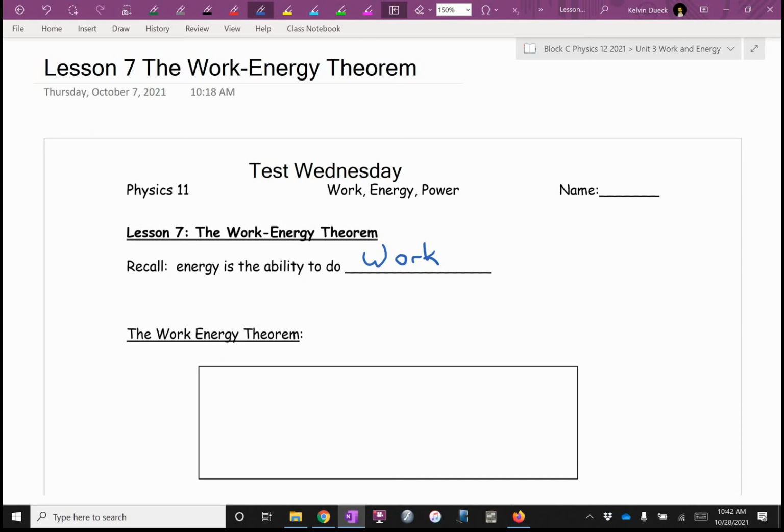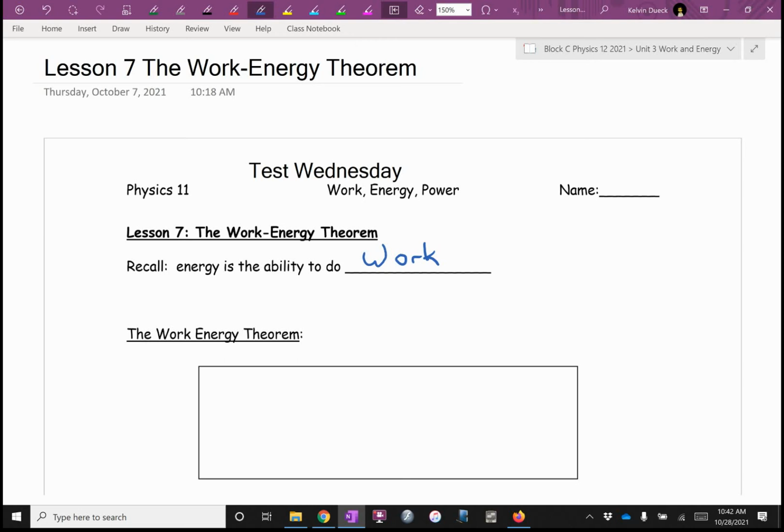Okay, energy was the ability to apply a force over a distance, which means if you have energy, you can do work even if they haven't given you a force and a distance. It seems to me there should be a way that I can figure out how much work we're capable of doing. That's what question 4b in the quiz was getting at. And this brings us to the work-energy theorem.